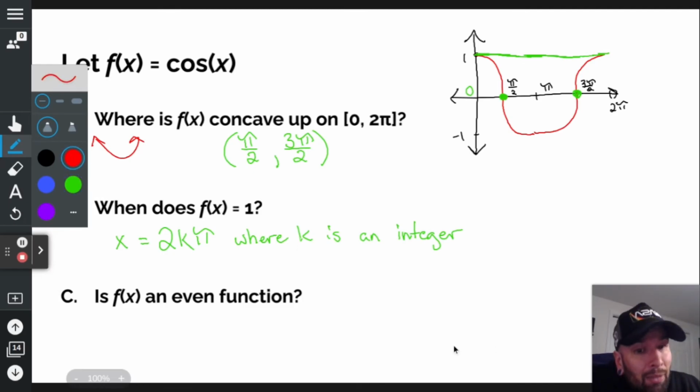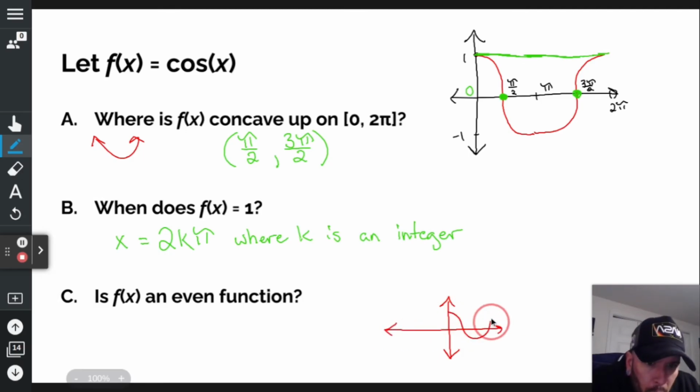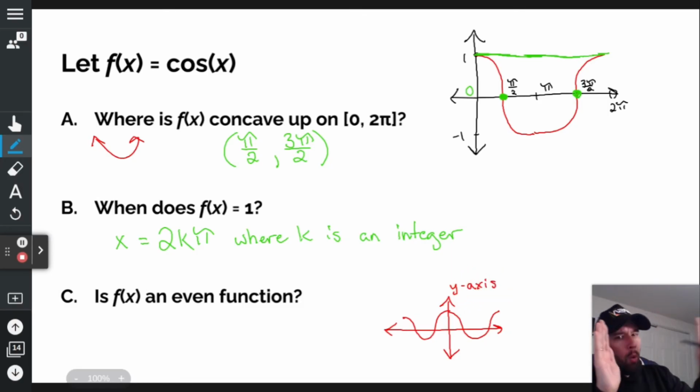Is f of x an even function? Cosine x is an even function, and here's why. 2 reasons. It starts up here, looks like this. Reason number 1, reflectional symmetry over the y-axis. Whatever happens on the right side of the y-axis, the exact mirror image happens on the left side. The other reason is if I were to plug in negative x, I would get f of x.